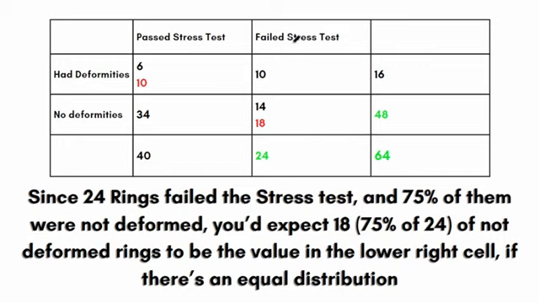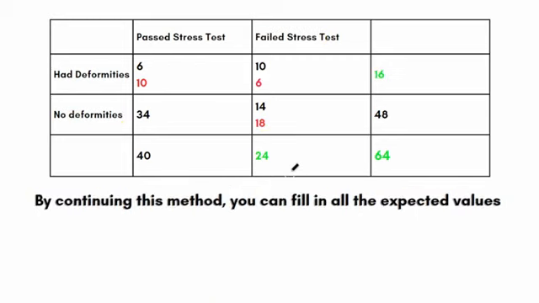And as we can see here, 24 rings failed the stress test, and 75% of them were not deformed, as 48 of 64 is 75%. So 75% of 24 should give us an expected value of 18. Now we can go ahead and do the same thing for our upper right cell and our lower left cell.